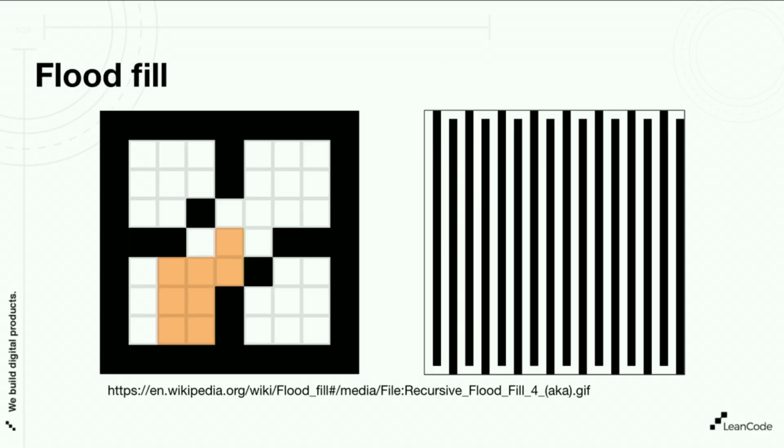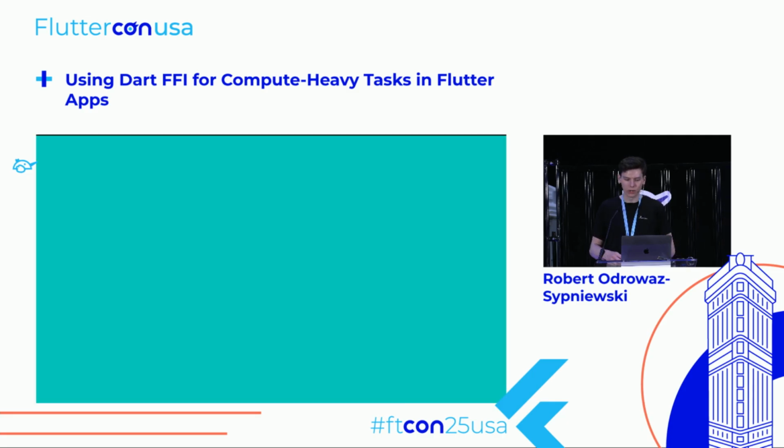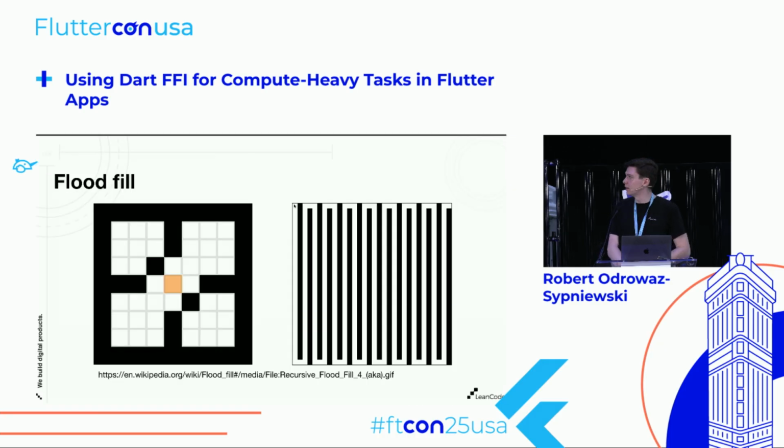Flat fill. Flat fill, as you may know, it's the bucket tool in MS Paint. On the left, we have some animation of how it works. On the right is the actual bitmap that we will be filling in. So it's like this squiggly line. So it's pretty long in execution, since we are starting in the left top corner.